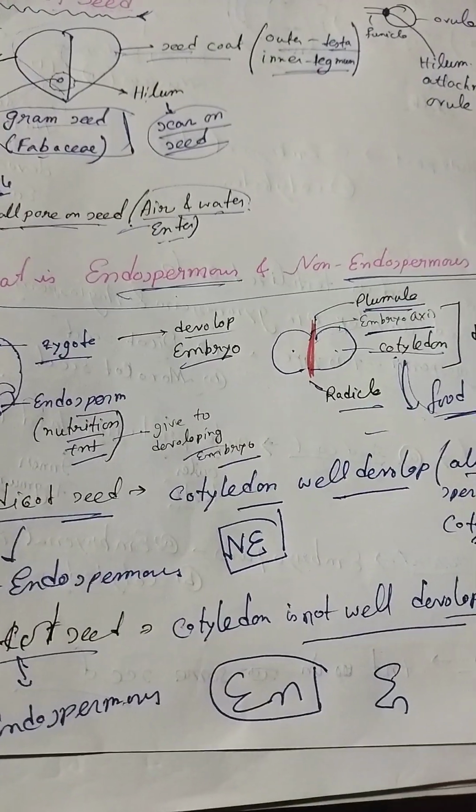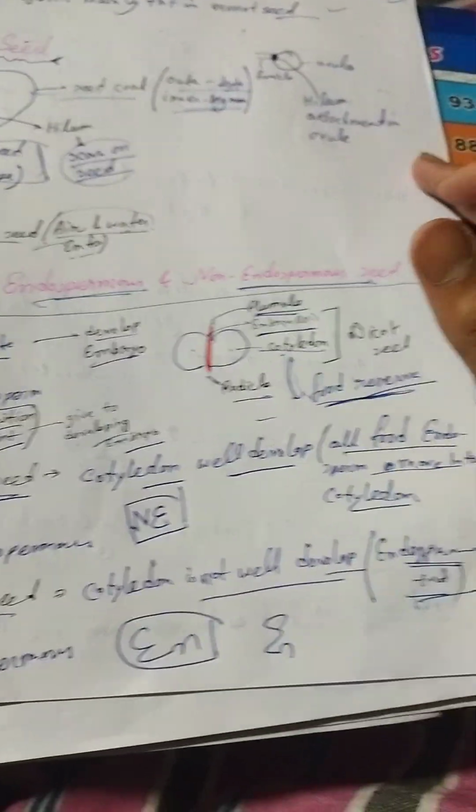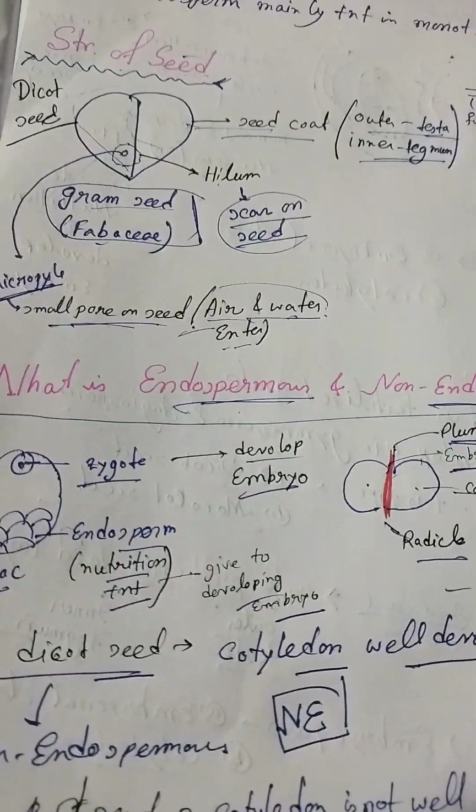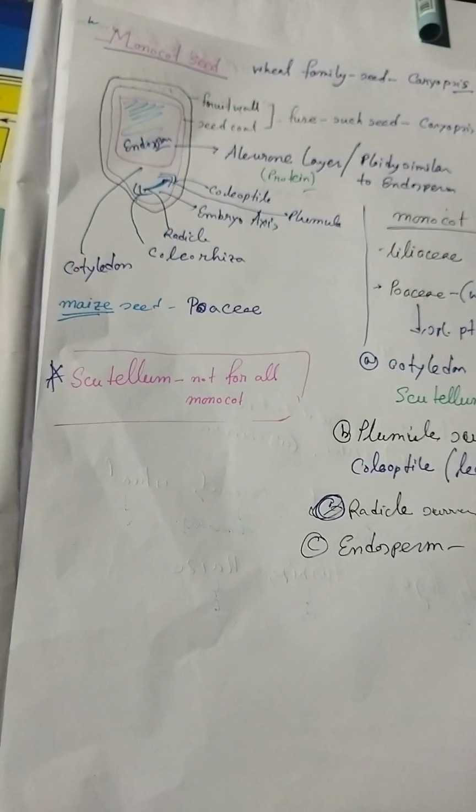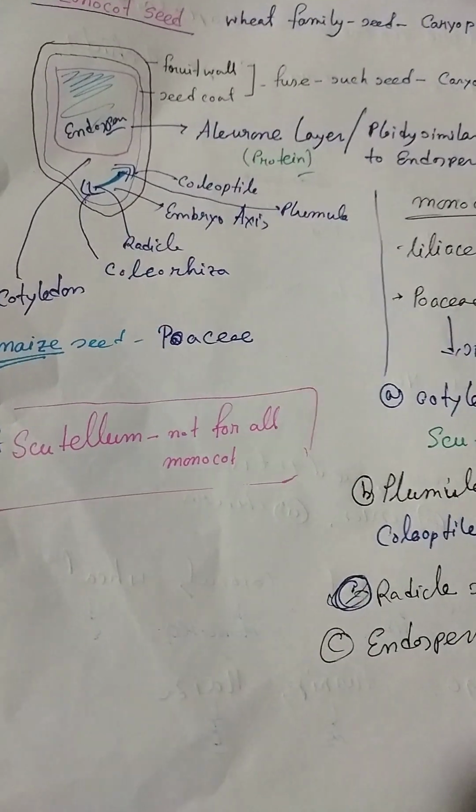All dicots are non-endospermic except castor and Solanaceae. Solanaceae is also a dicot, but it is endospermic. And all monocots are endospermic except orchids. Now talk about monocot seed.